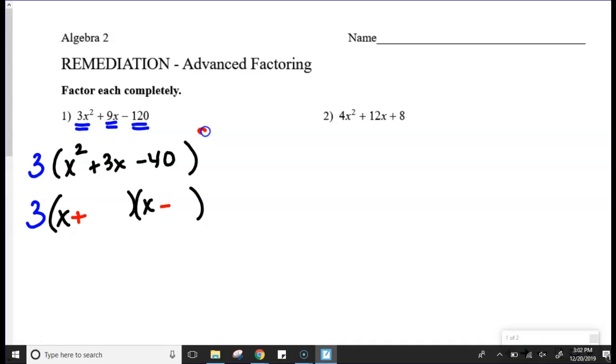40 has some options, right? Like 8 and 5, 10 and 4. There's a lot of options, but I'm going to stop because I think I found my winner. If I use a positive 8 and a negative 5, those arches would add up to 3x in the middle, which is exactly what you need. So those add up to 3x.